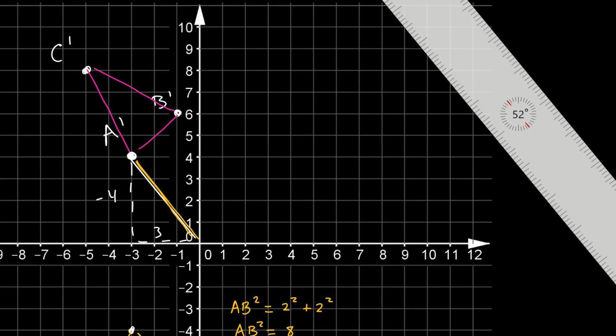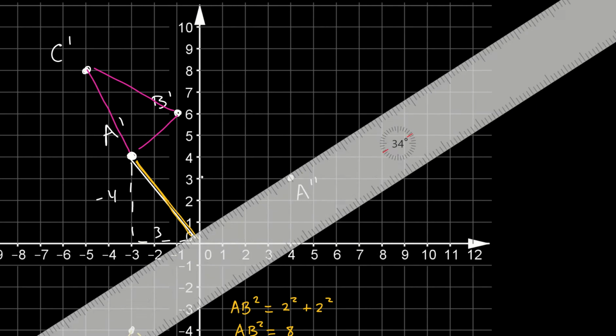Well, I know opposite reciprocals make the right angle, so that means I'm going to flip the 3, and then it's going to go over 4. So right now it's -4/3, but it's going to become +3/4. So from here I can go up 3 and then over 1, 2, 3, 4. This point right here is going to be my A double prime.